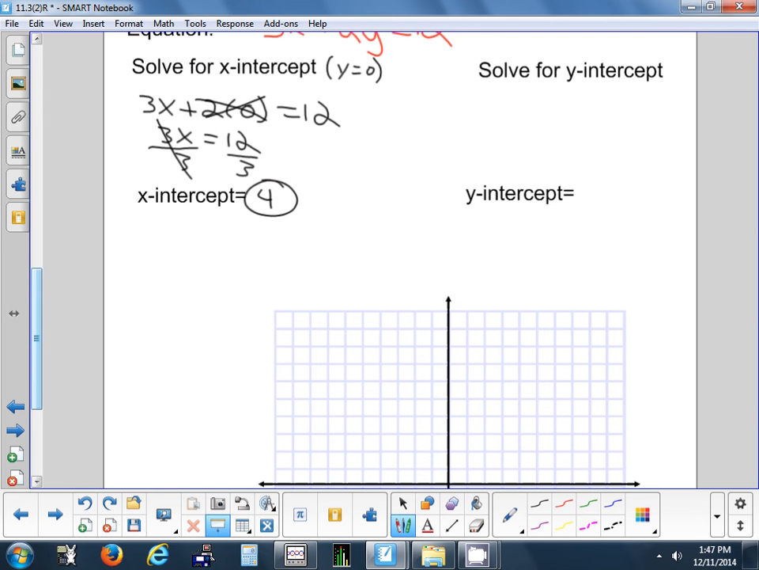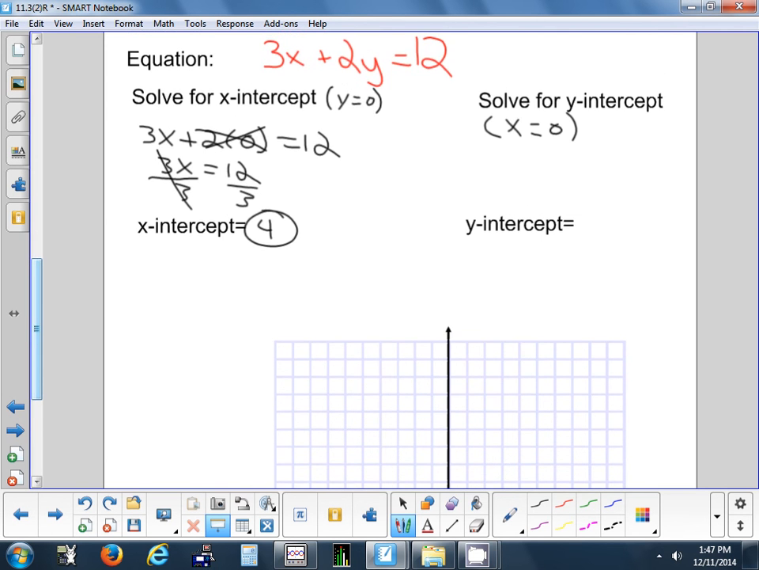Ben, what do you think? Do x equals 0. Nice. Good. So what would Mr. Hager write for the equation? What would he start with? In the red, look at the red, Ben. 3x plus 2y equals 12. And what did you say about the x? 0. Good. So 3 times 0, plus 2y, equals 12.